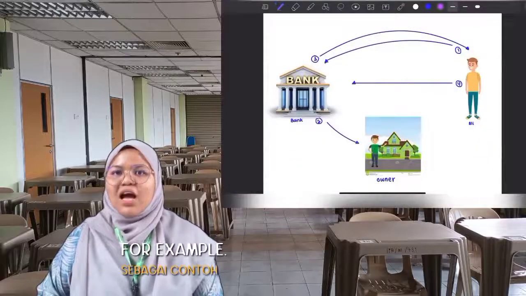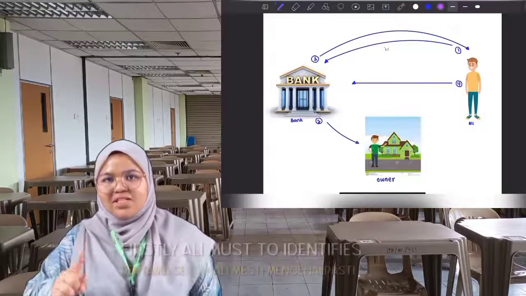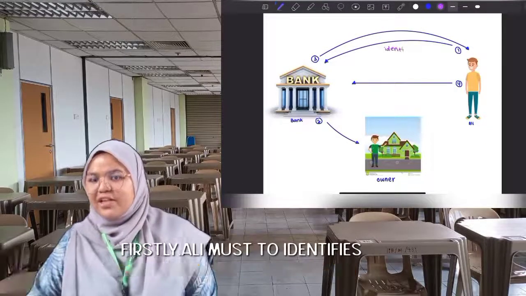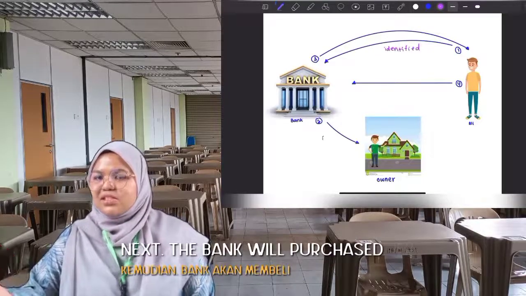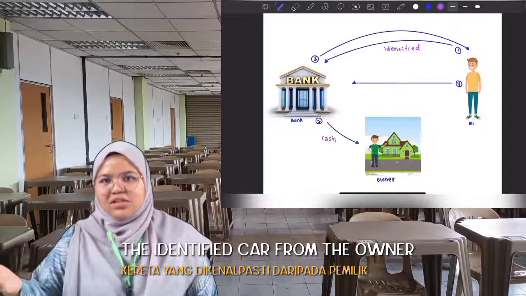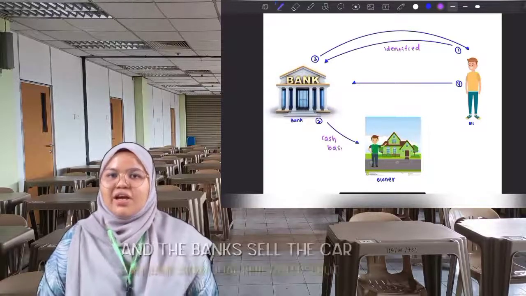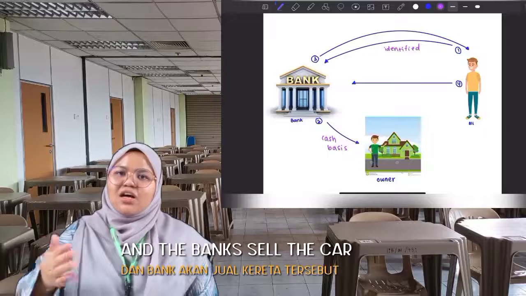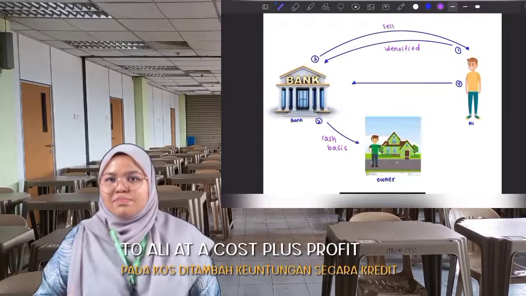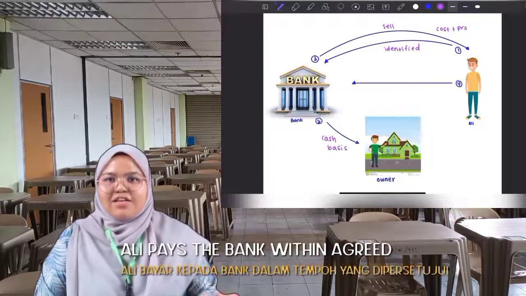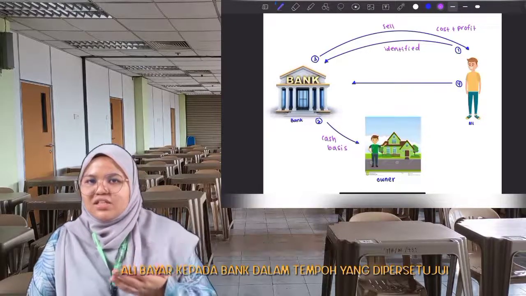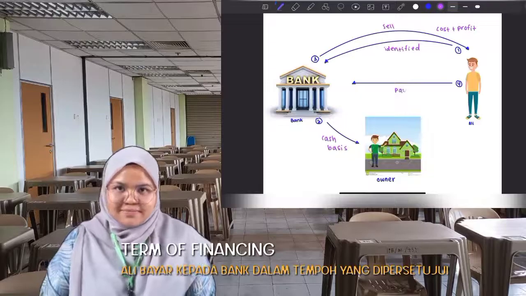For example, Ali wants to buy a car. Firstly, Ali must identify the car to be acquired. Next, the bank will purchase the identified car from the owner on a cash basis, and the bank sells the car to Ali at cost plus profit on a credit basis. And lastly, Ali pays the bank within the agreed term of financing.